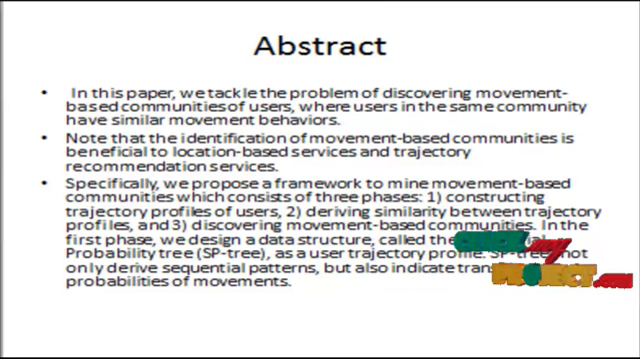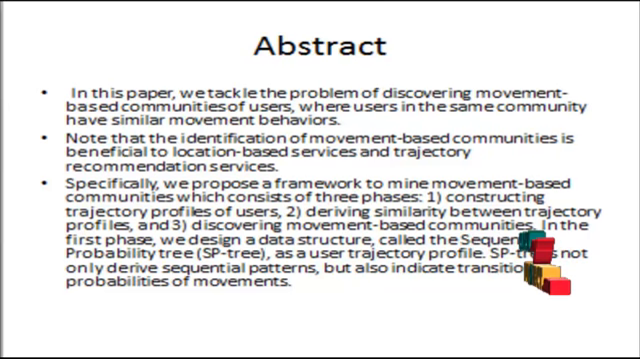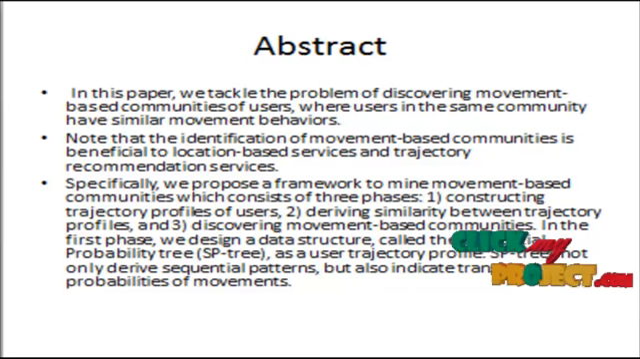In the first phase, we design a data structure called a sequential probability tree as a user trajectory profile. A sequential probability tree not only derives the sequential patterns but also indicates the transition probability of movements. Moreover, we propose two algorithms, breadth first and depth first, to construct the sequential probability tree structure as user profiles. To measure the similarity values among user trajectory profiles, we further develop a similarity function that takes sequential probability tree information into account.